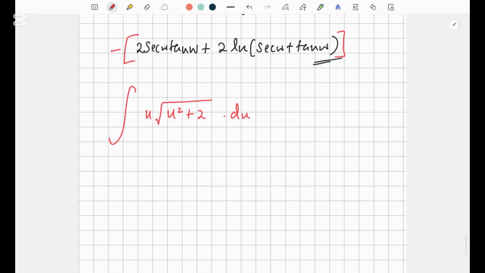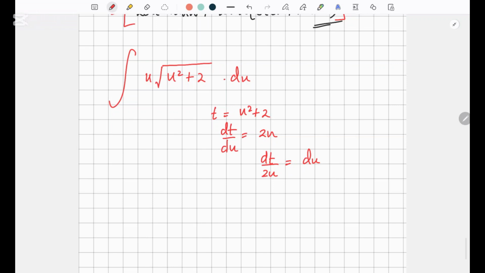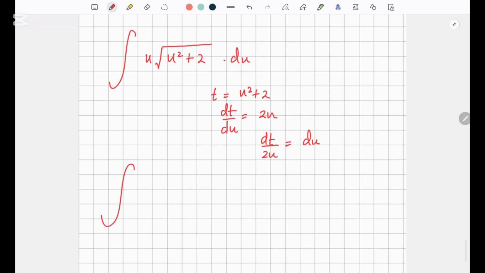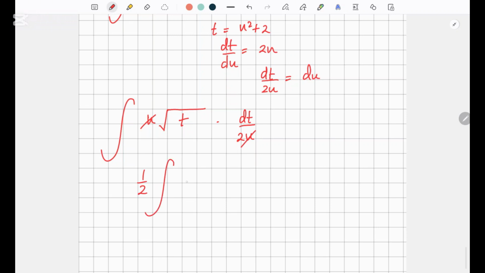So for this integration, it's easy. You could just take a substitution of t equals, let's say, u squared plus 2. So dt over du equals 2u, right? So then dt over 2u equals du. So you go into integration. U into root u squared plus 2 is root t, du. Instead of du, I'm going to write dt over 2u. The u's cancel out. You have half in front. All you have to integrate is t to the power half.